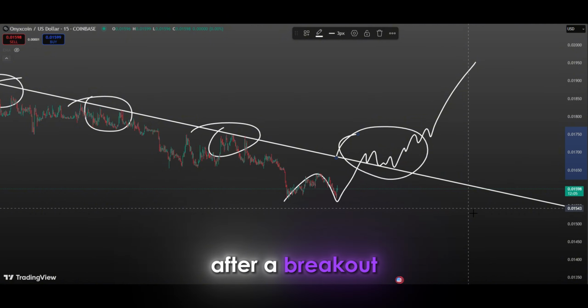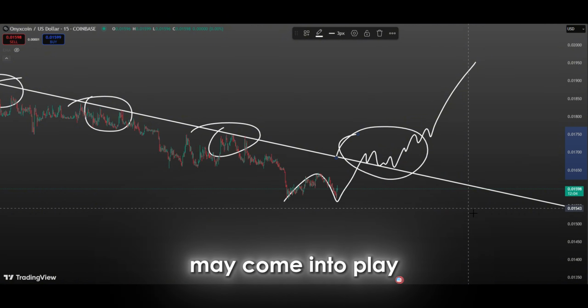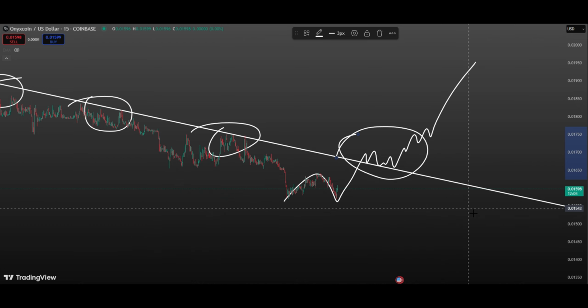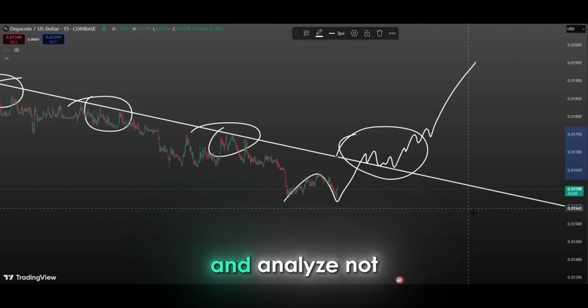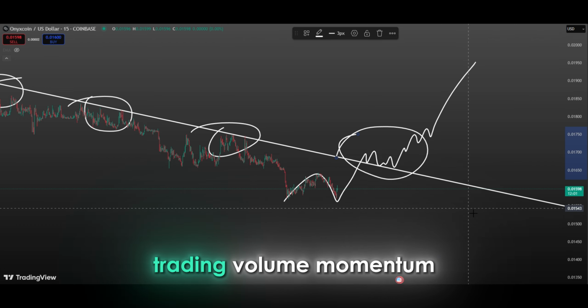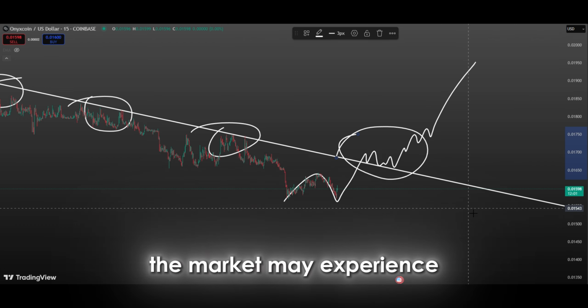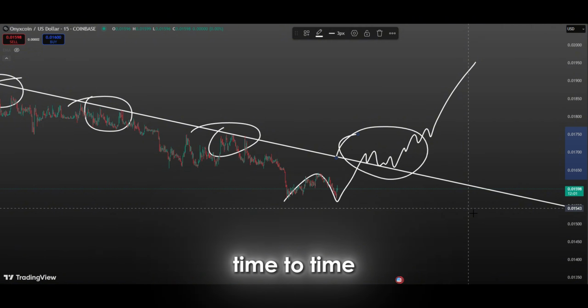While the first targets after a breakout are usually the previous highs, longer-term targets may come into play if these levels are also broken. It is very important for traders to follow this process carefully and analyze not only the breakout, but also post-breakout data such as candle closures, trading volume, and momentum. This is because the market may experience false breakouts from time to time. In these cases, the price seems to rise above the line, but then quickly returns and can trap the trader.